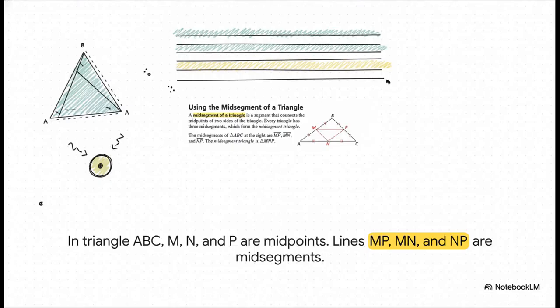Super simple. All right, take a look at this triangle ABC. You see those points? M, N, and P? Well, M is the exact middle of side AB, P is the middle of side BC, and N is the middle of side AC. So when you connect those dots, the lines you get, MP, MN, and NP, those are the triangle's three midsegments. And yep, that means every single triangle has exactly three of them.